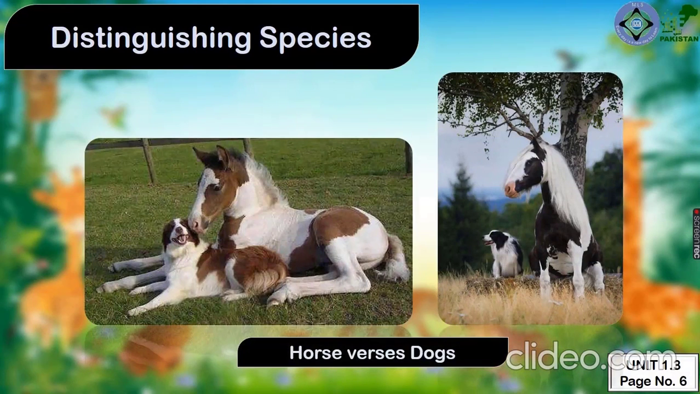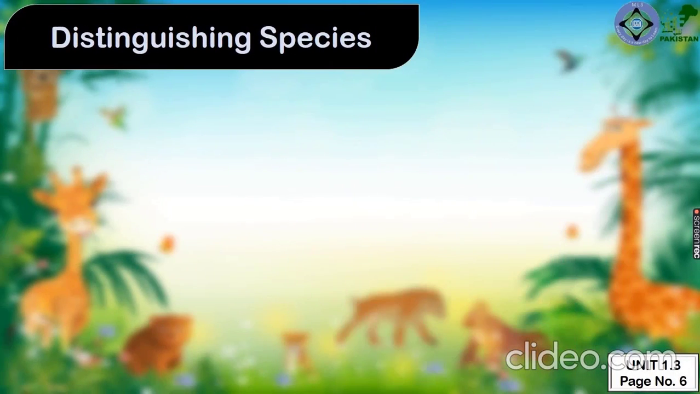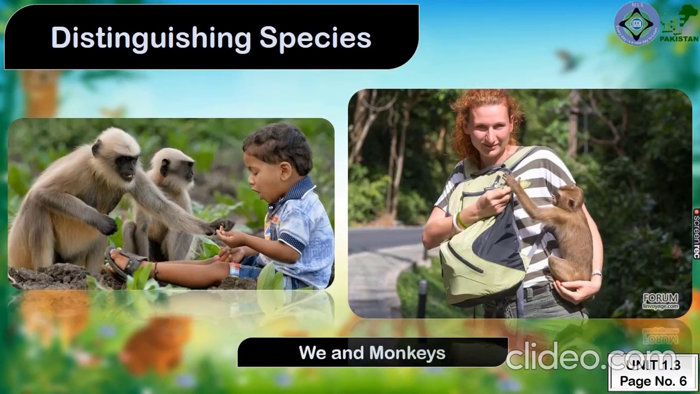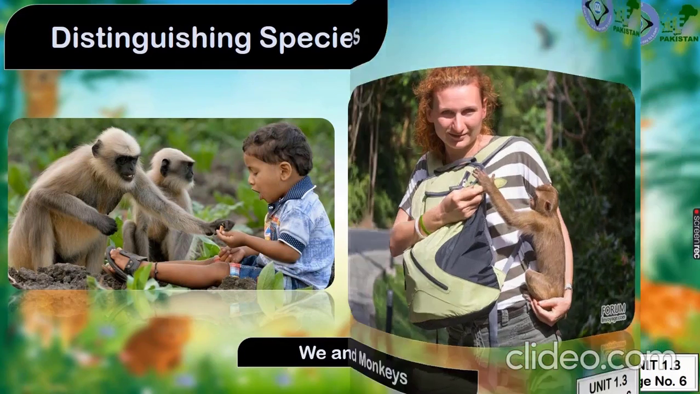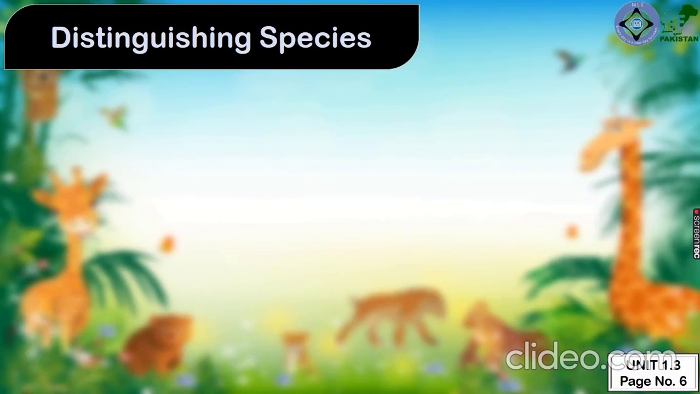Look at these pictures. The dog looks like the baby of the horse. But in reality, both are different types of animals and both belong to different species. Similarly, you often observe that most of our features are very similar to monkeys. That's why it's written here in your book.